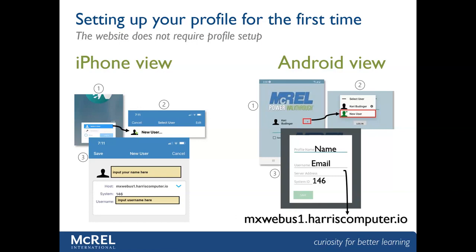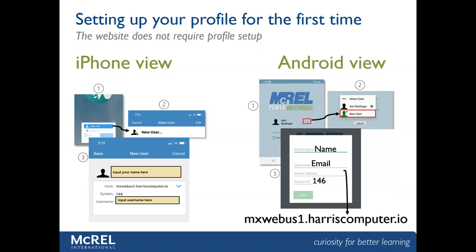Similarly, on the Android, it's opening the downward arrow to get to new user, but on the Android, every field will be blank. So for profile name, it's your first name or your first and last name. In the username, it's your work email address or McREL Demo. For the server ID, the server address is mxwebus1.harriscomputer.io, and the system ID will be 146.